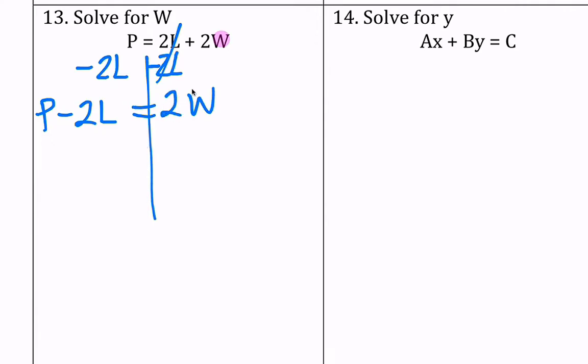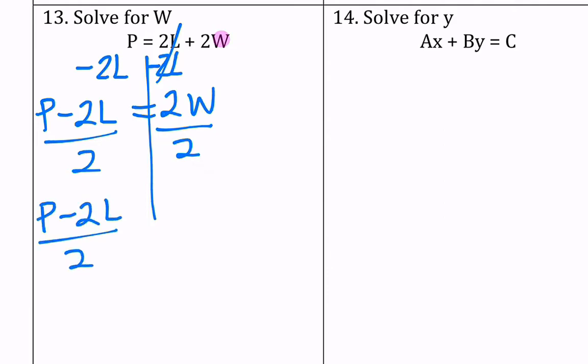So I'm trying to separate 2 from w. Well, the 2 and the w are being multiplied. So to separate these guys, the opposite of multiplication is division. That's when you divide. And we divide by that 2 that we do not want. On the left-hand side, I have p minus 2l, all divided by 2. On the other side, my 2 on top cancels the 2 on bottom, so w drops down.